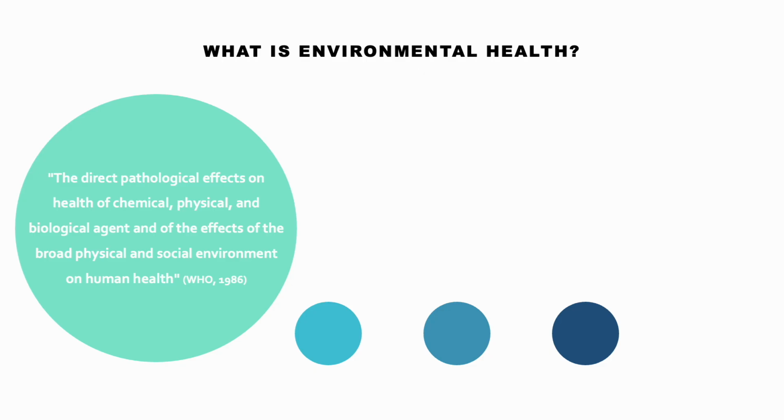So what is environmental health? One of the early widely accepted definitions from the World Health Organization in 1986 is that environmental health is a branch of public health concerned with the direct pathological effects of chemical, physical, and biological agents and of the effects of the broad physical and social environment on human health.